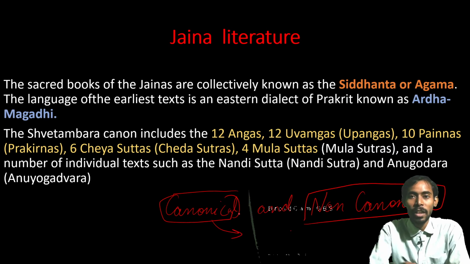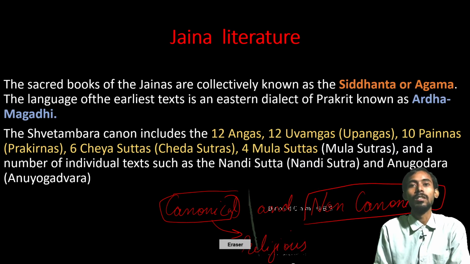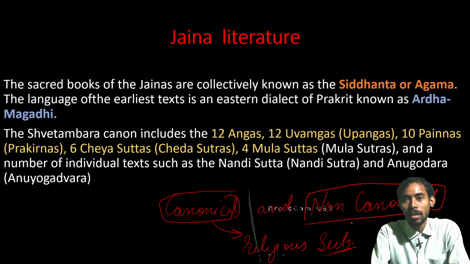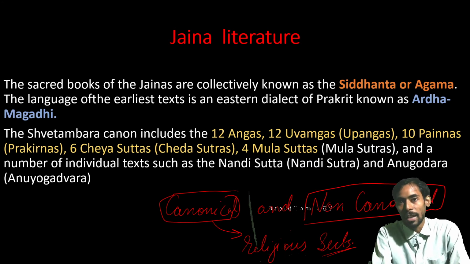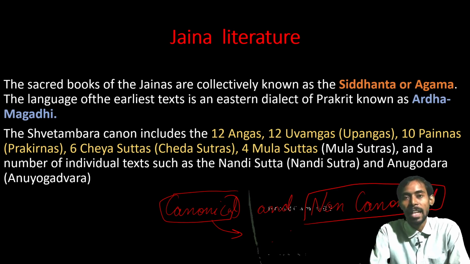Canonical was dealing with the religious texts, and non-canonical was dealing with everything apart from that. In a similar way, if we go through Jain literature, we will find that Jain literature too has been subcategorized into canonical and non-canonical.